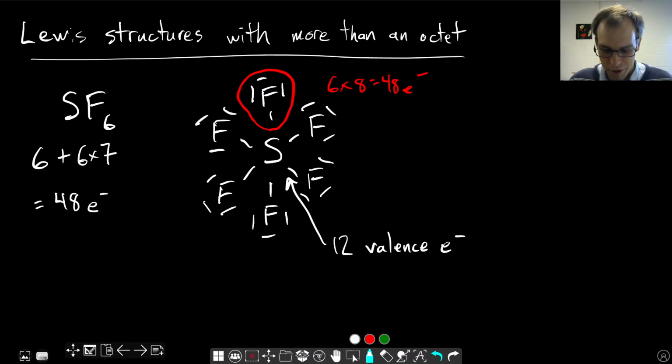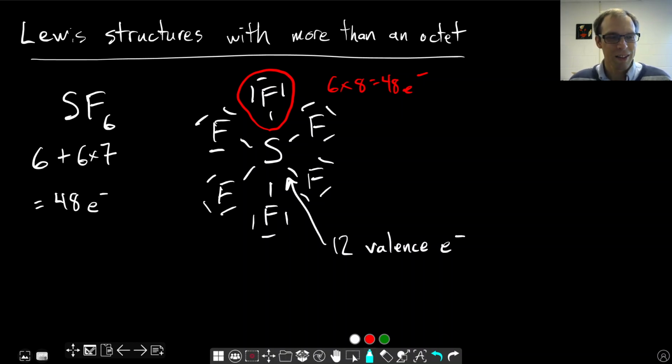But this is the correct structure for sulfur hexafluoride. Sulfur hexafluoride doesn't care that there's an octet rule. It forms a nice stable compound. You can buy it from a store. It's used in different places. So this is an example of something with more than an octet.